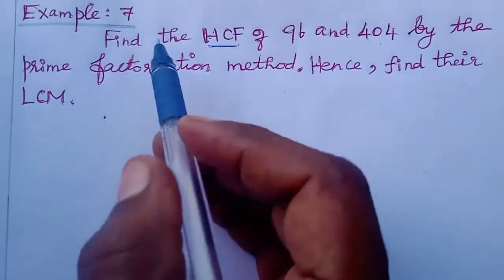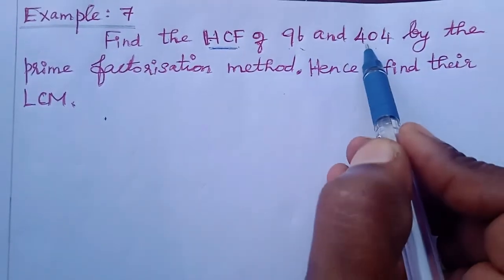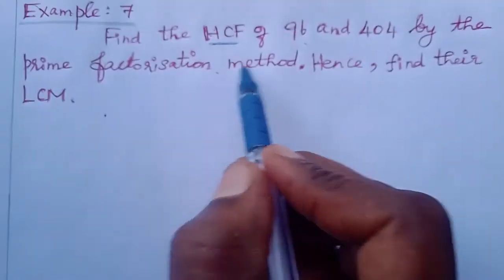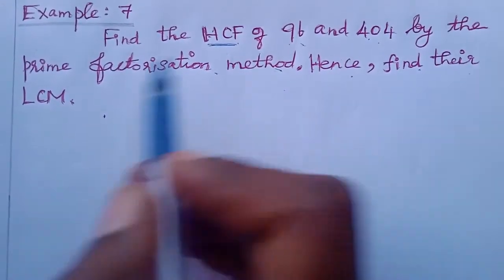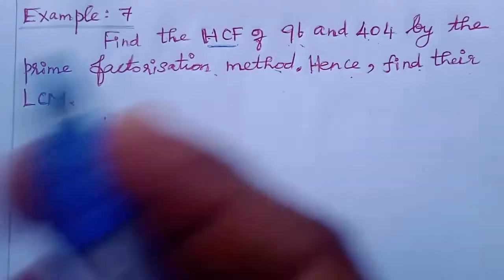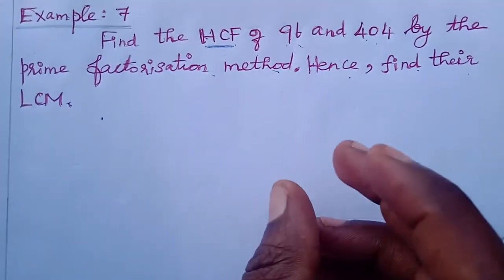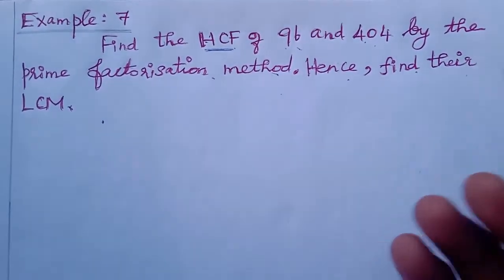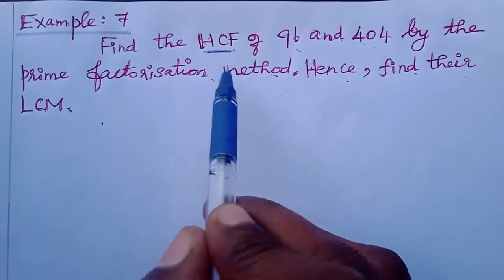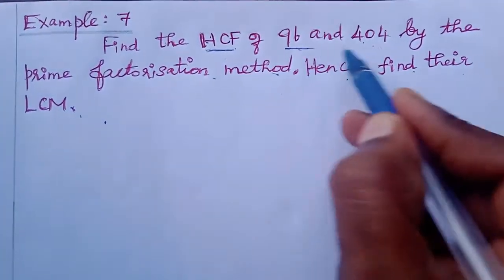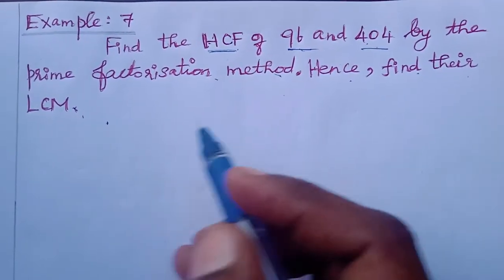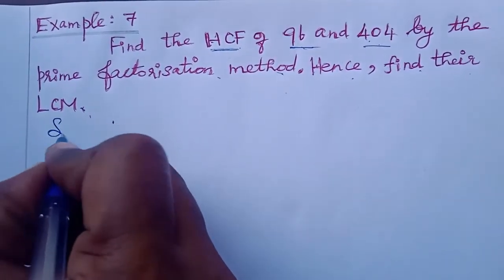Find the HCF of 96 and 404 by the prime factorization method. Hence find their LCM. You have to find both. It is the same kind of question, only the question type is different. Here also you have to find the HCF and LCM for these two numbers. Correct? Yes. Now see the solution.